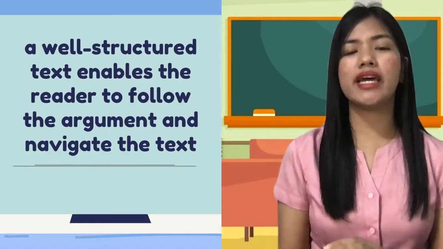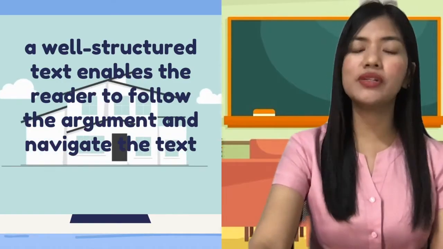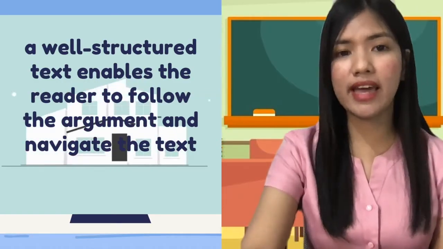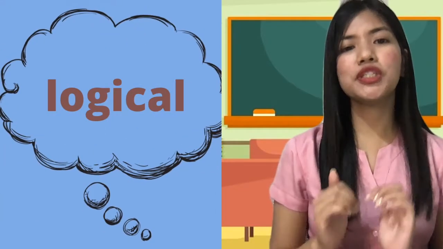Academic text is like building a house. You need to have a solid foundation for you to have a well-structured text. So speaking of well-structured text, a well-structured text enables the reader to follow the argument and navigate the text. So academic text should be logical and organized. If it is well-structured, logical, and organized, your text is easier to understand. Your readers will understand it better and clearer.